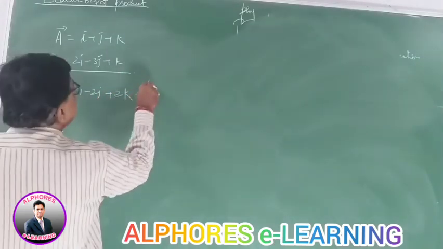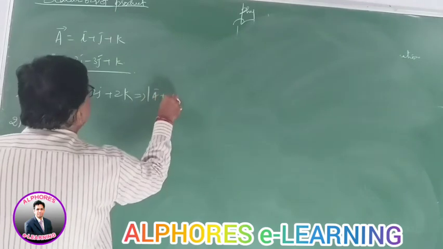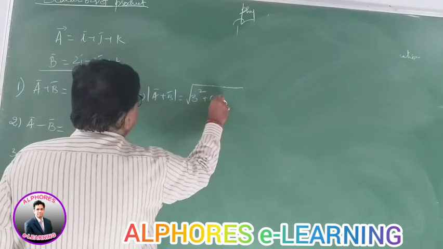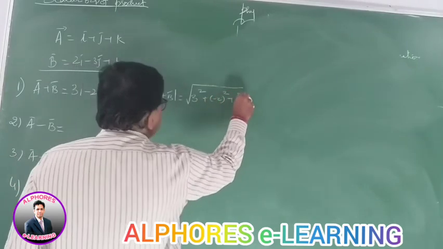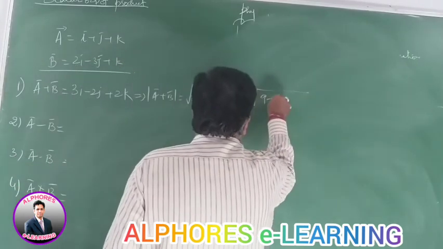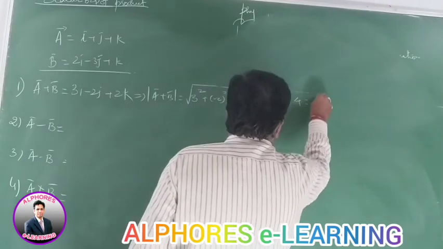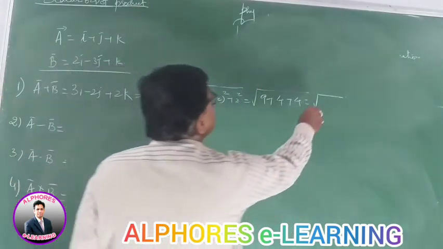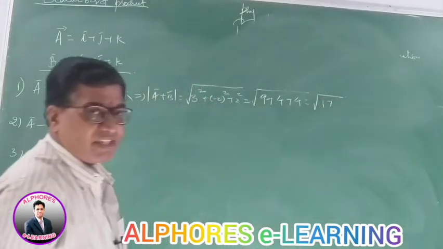Suppose he is asking to find the magnitude of a plus b. It is the square root of 3 squared plus minus 2 squared plus 2 squared, where you will get 9 plus 4 plus 4, which is root 17.